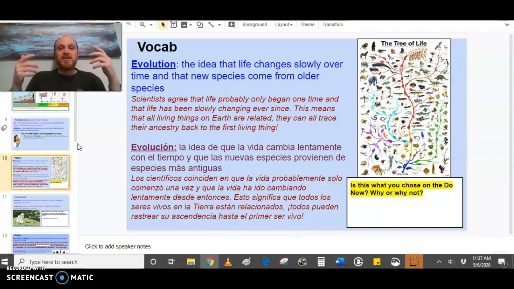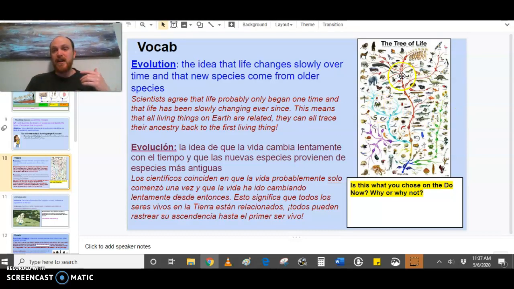Often I hear, oh, humans came from monkeys. Well, that's not true because monkeys are alive today. Well, you could say something else, and we'll talk about that in a second. Scientists agree that life probably only began one time and then has been slowly changing ever since. This means that all living things are related and we can all trace our ancestry back to the first living thing 3.5 billion years ago.